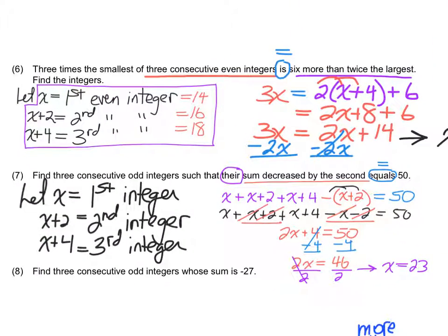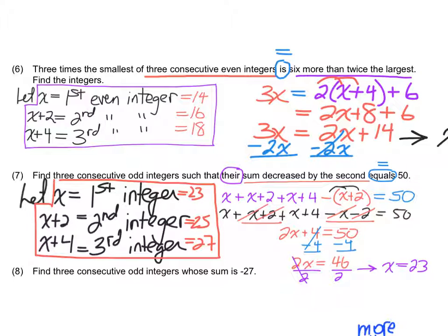All right, so we need our three integers. We have the 23 to start off. That's our first one. Add 2, you get 25. Add 2 more, you get 27.